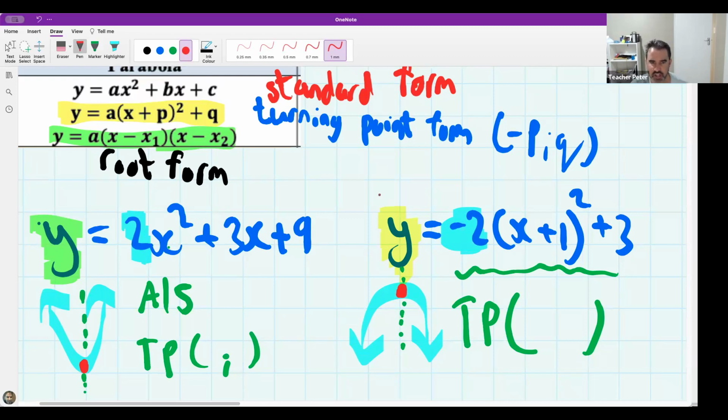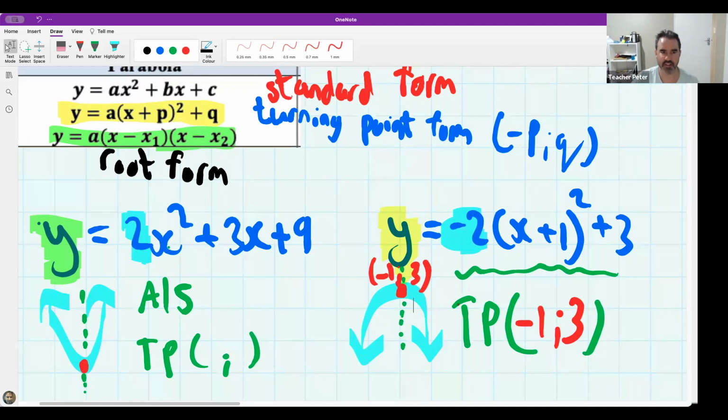I'm going to suggest that you can use this formula. The turning point is (-p, q) when it's in the turning point form. So who is willing to use that? Well, exactly. So what is p? p is 1 here. So the turning point will be (-1, 3). That would be the coordinate of that turning point.